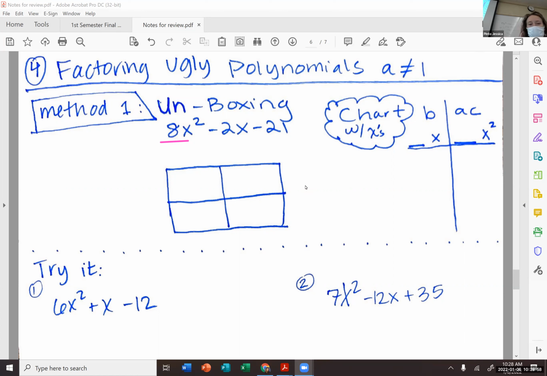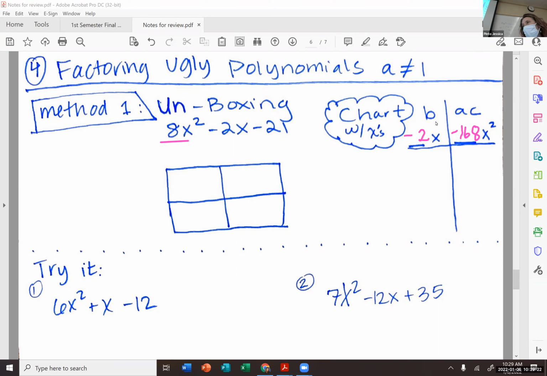So here I see 8x squared minus 2x minus 21. I'm going to make my chart. It's nice to put the x's in. You don't have to, but the AC is going to be negative 8 times 21, 168. And then the B value is negative 2.